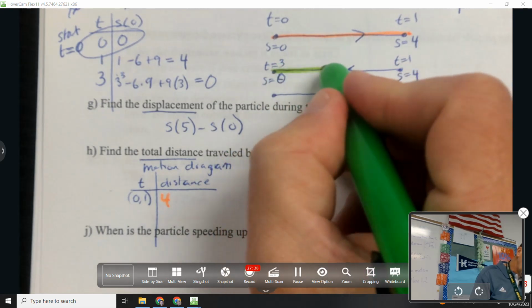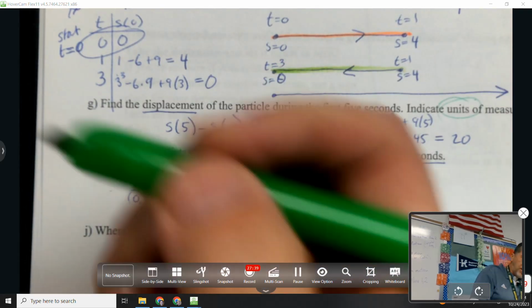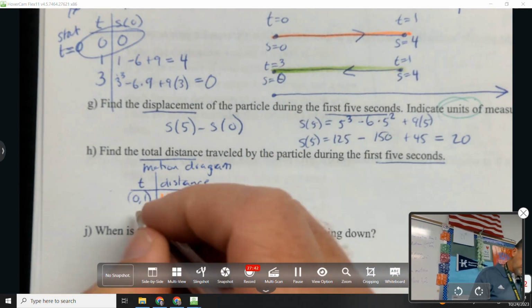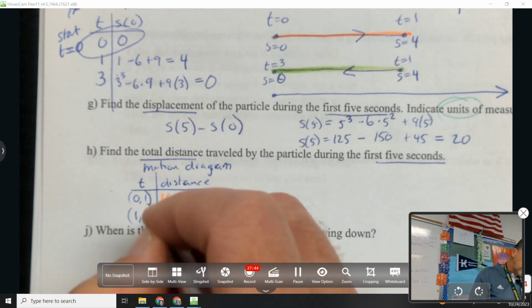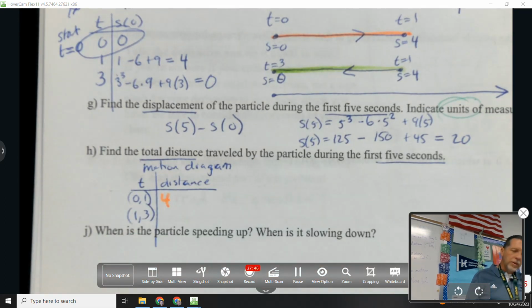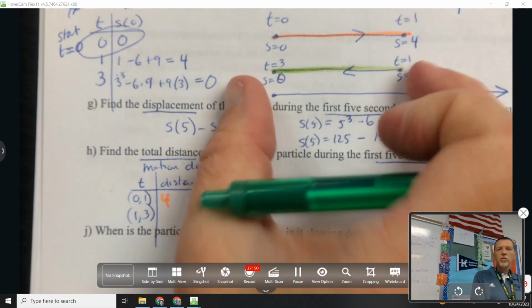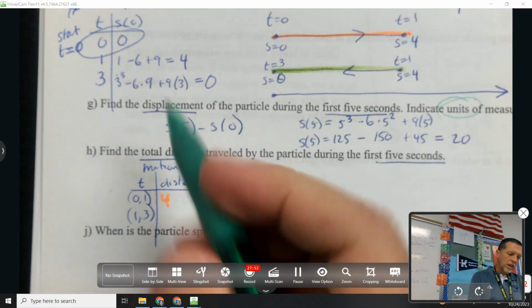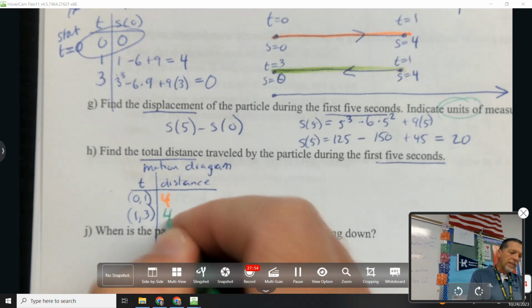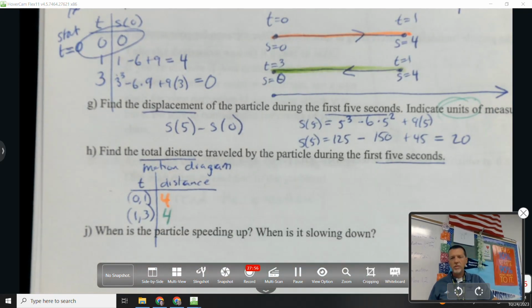I should probably have drawn that the other way. From 1 to 3, how far did we go? From my motion diagram, from 1 to 3, we also went 4. Not negative 4, because we're doing distance. So just positive 4.